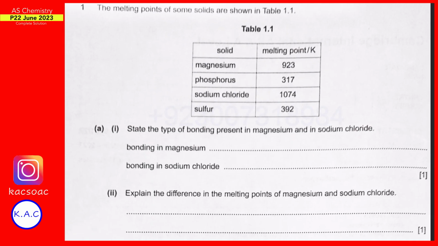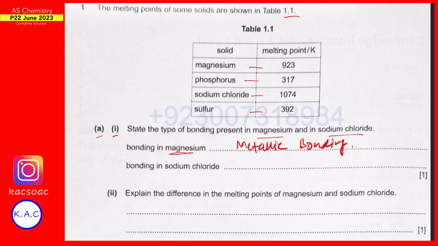Question number 1. Melting points of some solids are shown in Table 1.1: magnesium, phosphorus, sodium chloride, sulfur. Part A(i): state the type of bonding present in magnesium and sodium chloride. As you know, magnesium is a metal, so the bonding in magnesium is metallic bonding. Bonding in sodium chloride is ionic bonding, as there are a metal and a non-metal. Moreover, it also has a high melting point.